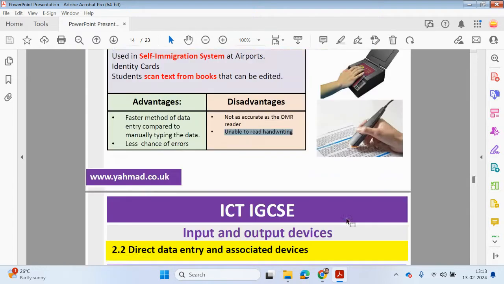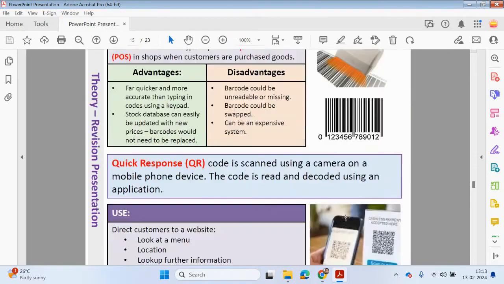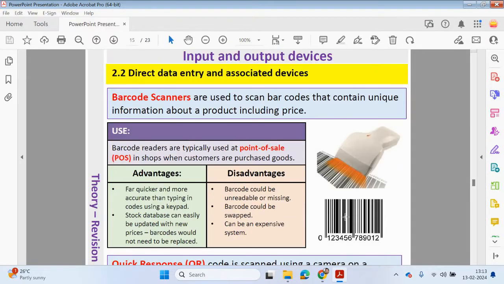Okay, so let's keep going. Barcode scanners. These are used normally in shops to scan in items. The barcode has to be in front of the barcode scanner for it to be scanned in. If the barcode is damaged or something, then you manually would have to type in this number here, which could take a longer time, and there's more chance of human error.